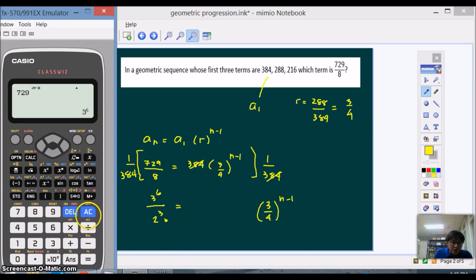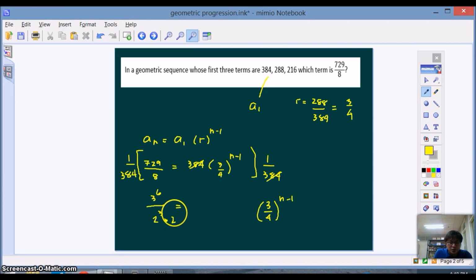Again, prime factor 384. That's 2 to the 7 times 3. Now, this would be 3 to the 6 in the numerator over 3. That will be 3 to the 5th. And then 2 cubed and 2 to the 7, that's actually 2 to the 10. But of course, 2 to the 10 is the same as 4 to the 5th. So this is 3 to the 5th.